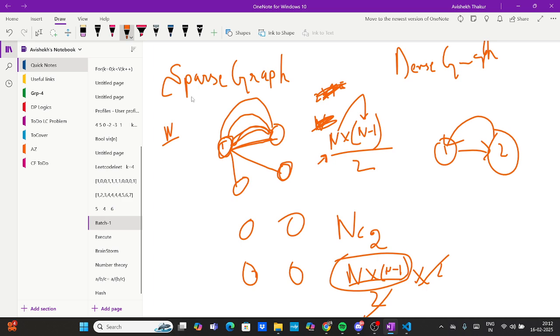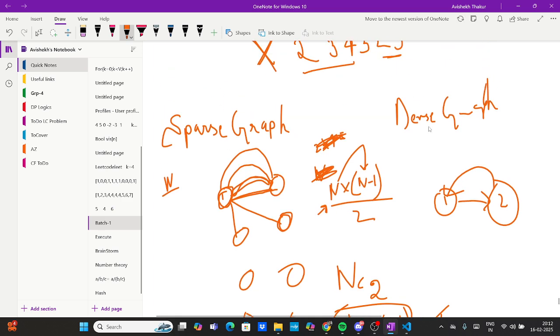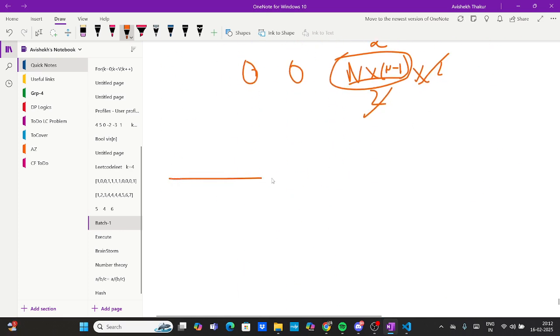So coming back to our question, a sparse graph and dense graph. In a graph, you just saw that from 0 we have somewhere up to n into n minus 1 edges, right? There can be this many edges. So let's draw a point. This is something like what?